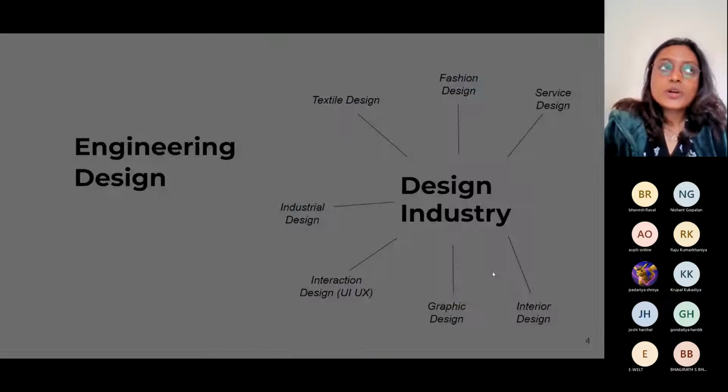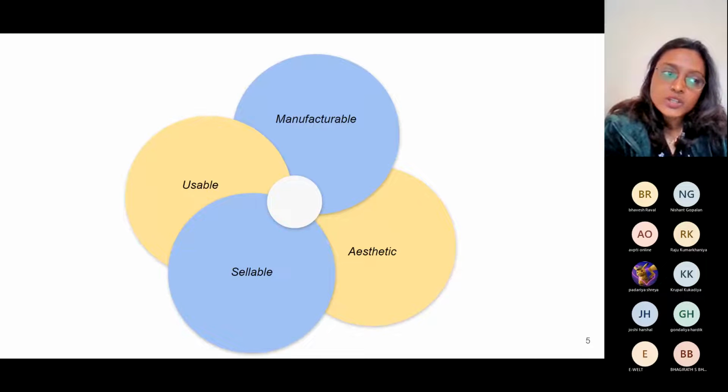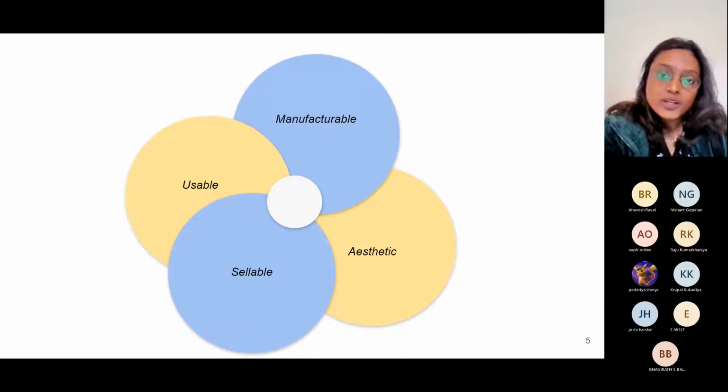I would say design is multidisciplinary because it's not just the drawing part that we have to make. What we make has to be manufacturable. What we make has to be usable. What we make has to be sellable. At the same time, it has to be aesthetic.